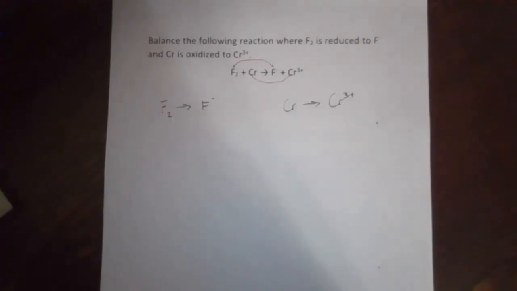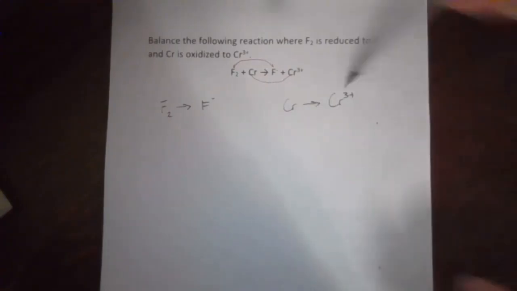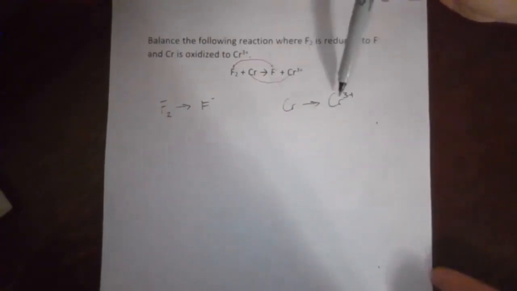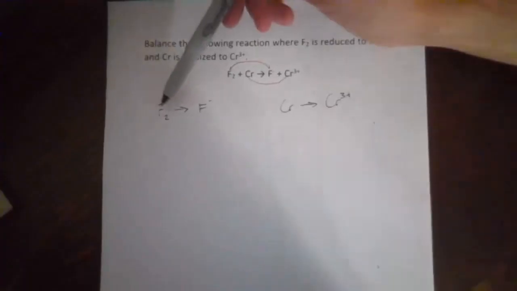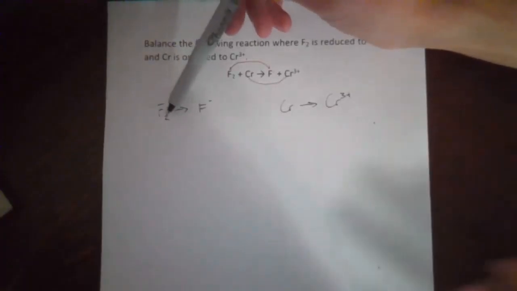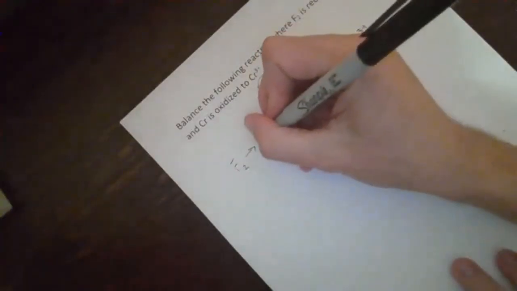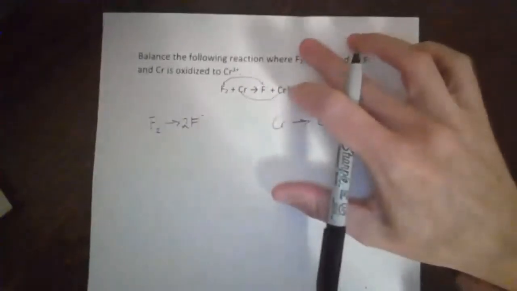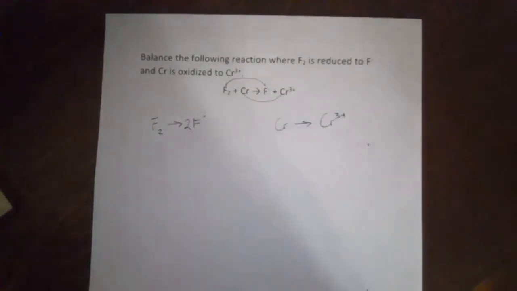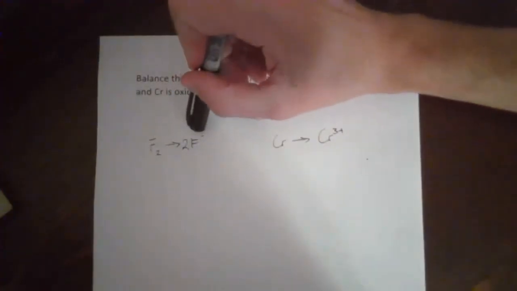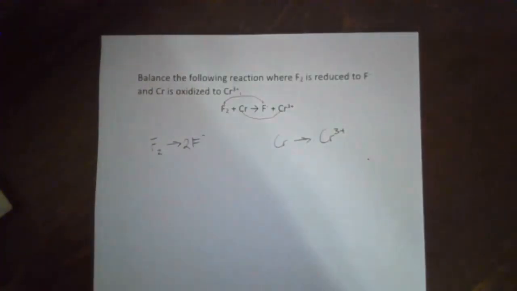From that, the first step is going to be balancing the atoms, which we learned how to do previously. I've got 1 chromium atom and 1 chromium atom. That's balanced. Here, this is 2 fluorine atoms in a molecule, and this is 1 fluoride ion, sorry. So that needs a 2 in front of it. We do want to balance atoms first, because basically 1 fluorine molecule becomes 2 fluoride ions. So now we have our atoms balanced.